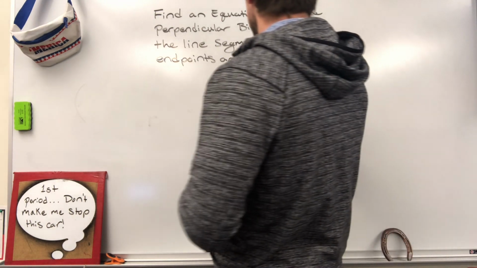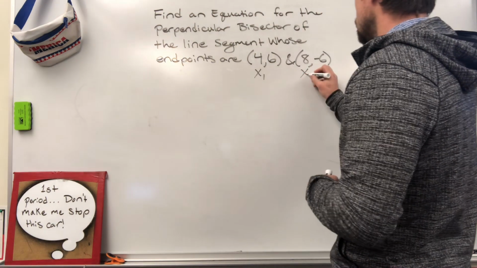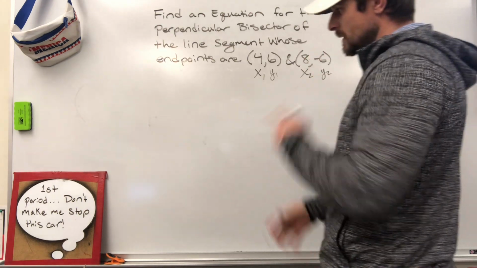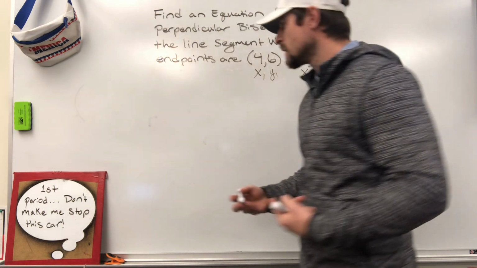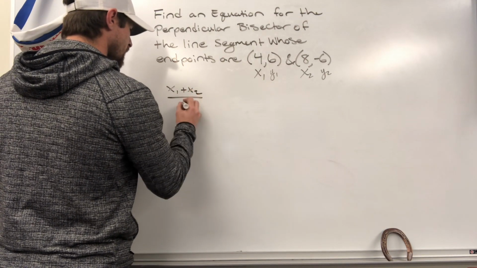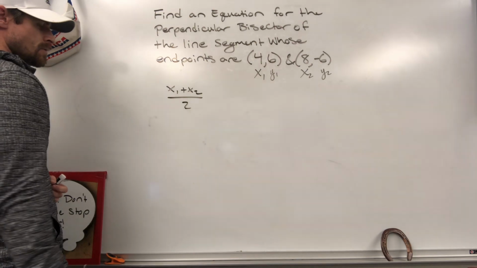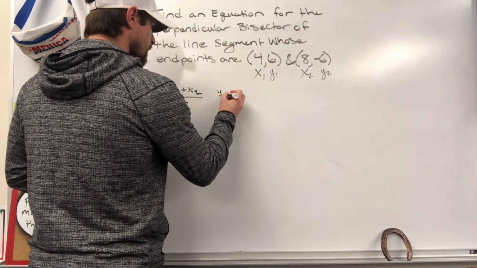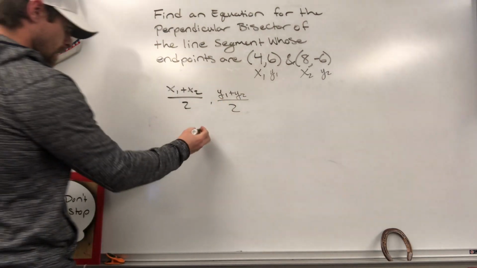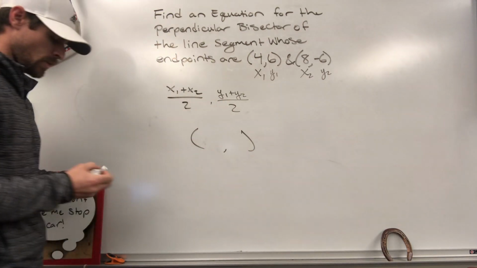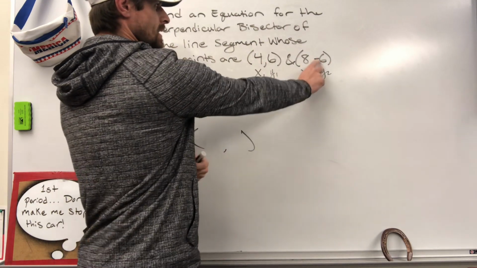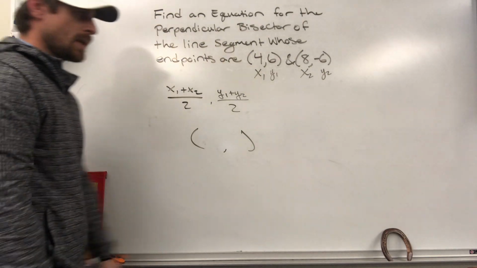So we need to take our two x's, that's x1 and x2, take our two y's, that's y1 and y2, and add them together and then divide by 2. So all that would look like is (x1 + x2)/2, that'll give us our x value, and then y1 + y2 divided by 2. That'll give us the coordinate that is the midpoint for the line segment that ends at (4, 6) and (8, -6). So let's plug our numbers in and play.